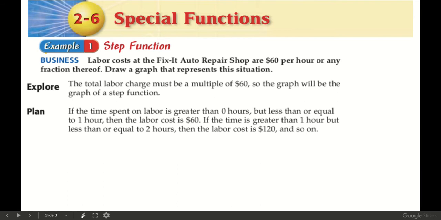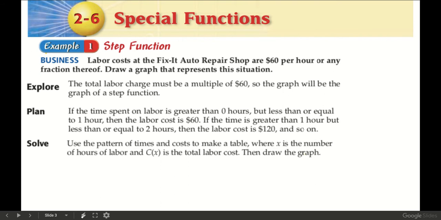So if the time spent on labor is greater than 0 hours, but less than 1 hour, right? So anything between 0 and 1 hours, the labor cost will be $60. If your labor is between 1 hour and 2 hours, you're going to get charged $120 because anything in between there gets charged the full 2 hours, and so on and so forth. So let's go ahead and solve this.